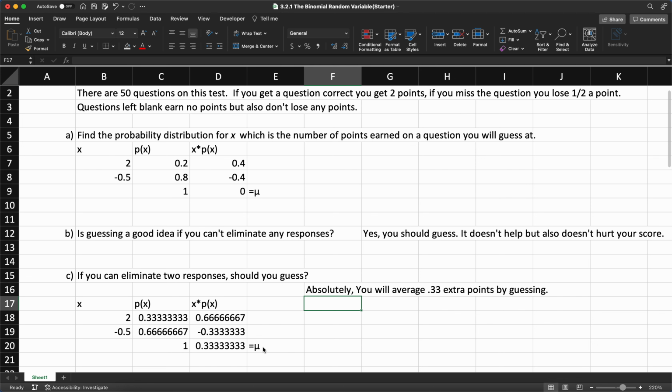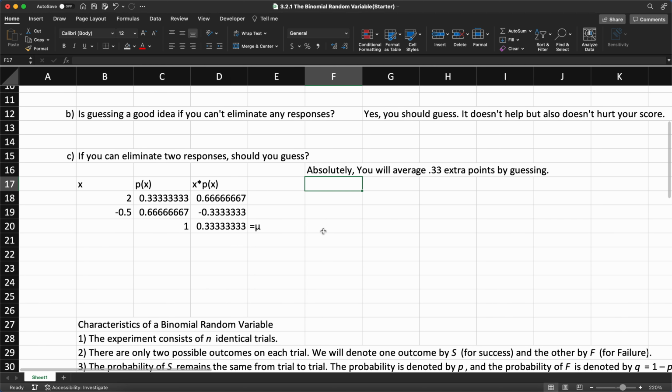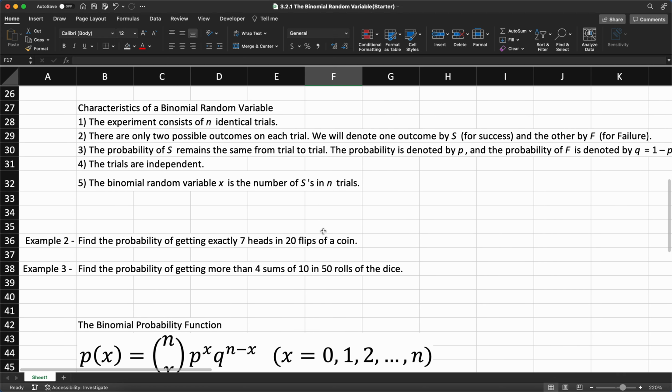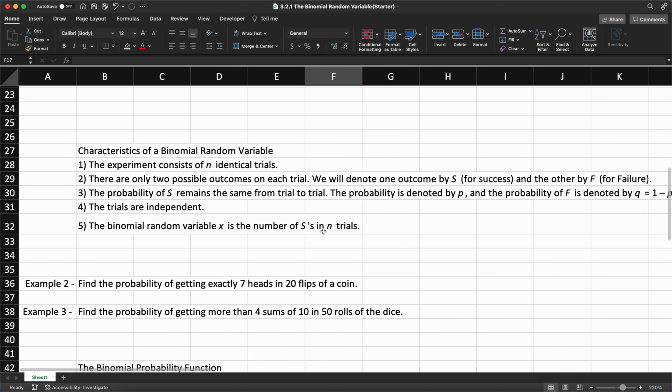All right, so that's a little review of the discrete random variables and a probability distribution for discrete random variables. Let's talk about something new. So we're talking about binomial random variable. So here are the characteristics. And again, remember, this is a discrete random variable, but it's just a special type.